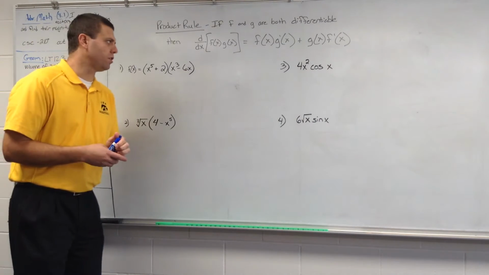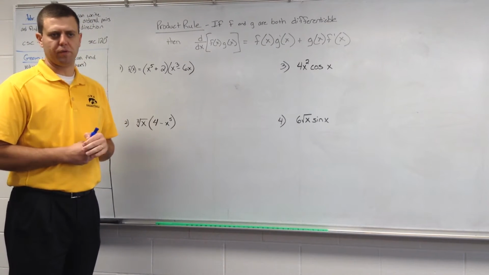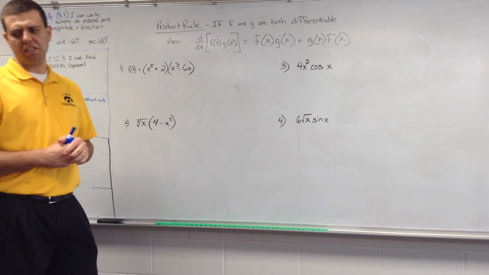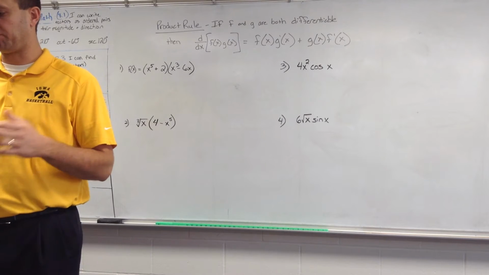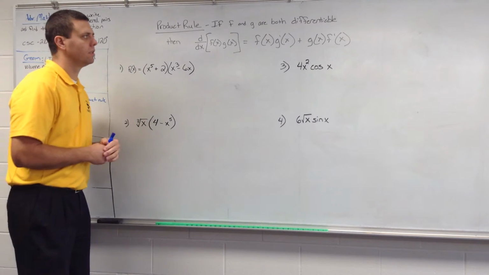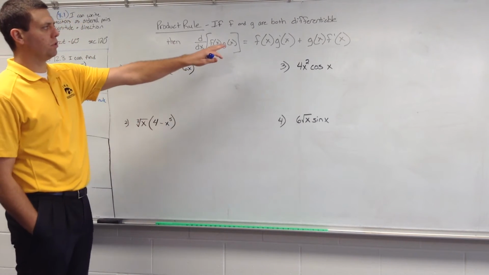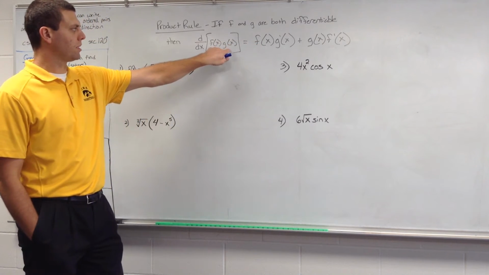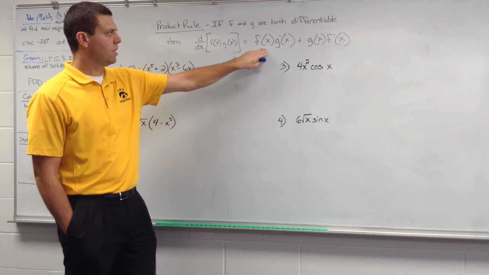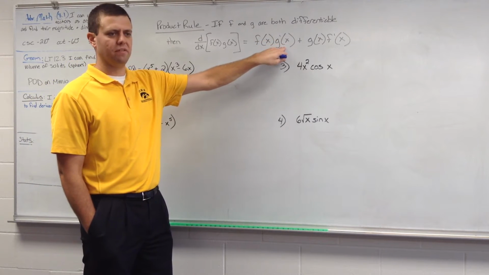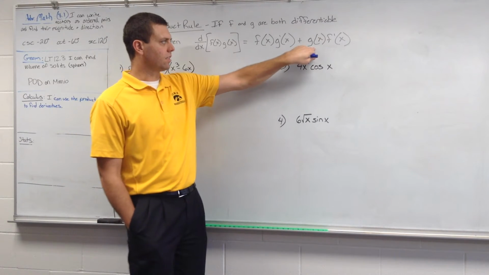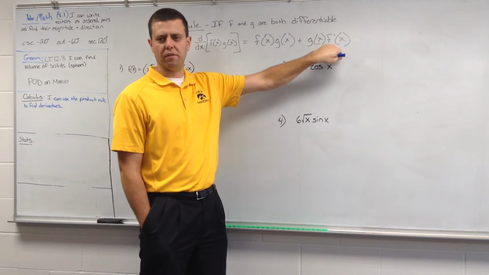There's a proof of it in your books. I'm not going to go through the proof; it's definitely long and tedious. You can probably look at it sometime, but it's not really that important for this class. To find the derivative of two functions multiplied together, you take the first function and multiply it by the derivative of the second function, plus the second function times the derivative of the first function.